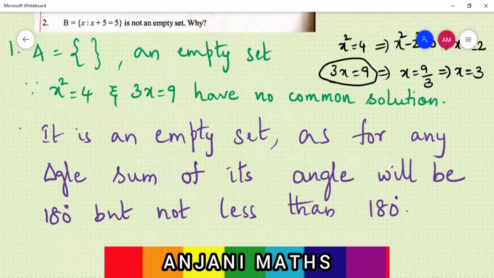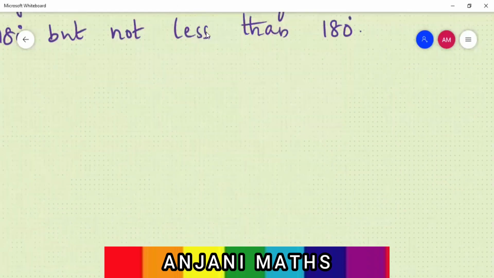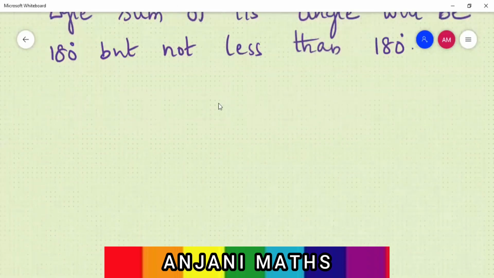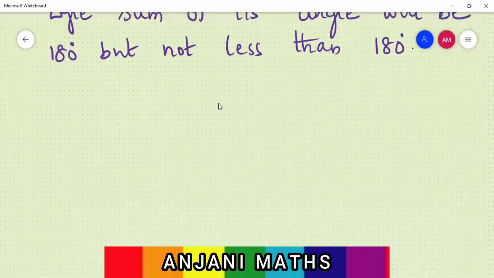This is the second problem, and this is the first one in the first problem. Okay, let us move to the second one. What is the second one? B equal to the set containing x such that x plus 5 equal to 5 is not an empty set. Why? Already they gave the answer that it is not an empty set, and we have to give the reason why it is not an empty set. So let us move to the second one.